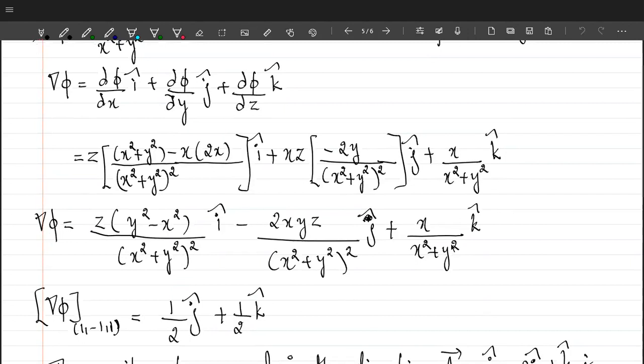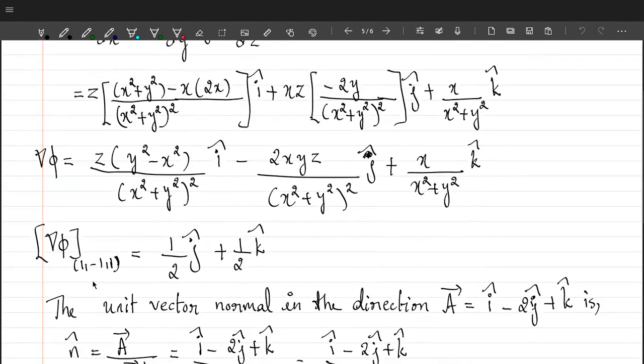Now del φ is here. After getting del φ, you get this as the value of del φ. You have to find the value of del φ at the point (1, −1, 1), that is, put x equal to 1, y equal to −1 and z equal to 1. So when you do that substitution here, please note the first term. In the first term you have y², so (−1)² which is plus 1, and x², that is 1². So in the numerator itself, you get 1 minus 1 which is 0. So the first term here becomes 0 i cap.